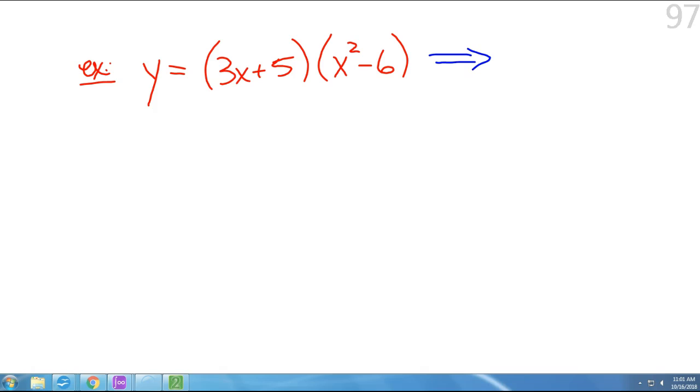So if I FOILed this, what's 3x times x squared? 3x cubed. Outside would be negative 18x. Inside would be 5x squared. And the last would be negative 30.